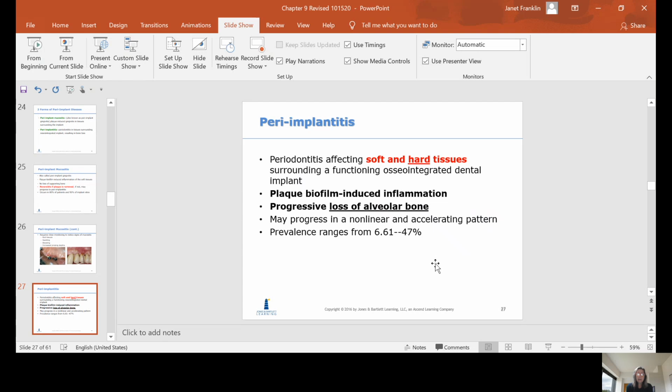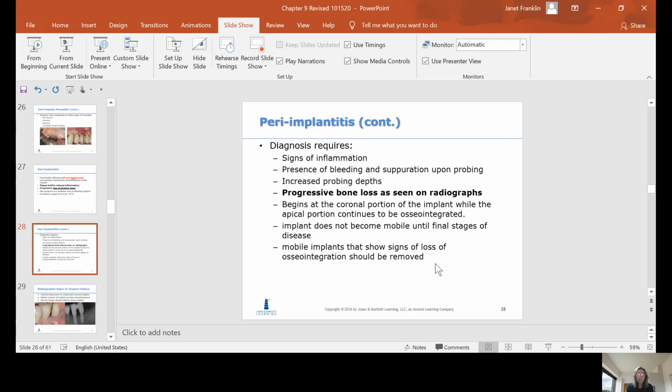Peri-implantitis affects the soft and hard tissue surrounding a functional osseointegrated dental implant. Plaque biofilm-induced inflammation is present, and it's progressive with the loss of alveolar bone. You'll see signs of inflammation, bleeding and separation upon probing, and increased probing depths. So you notice that these fall in this order of importance: signs of inflammation and presence of bleeding and separation. Probing depths, not as important. Then you'll look at progressive bone loss.